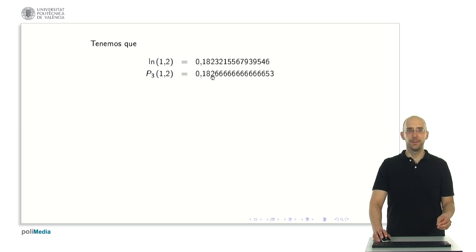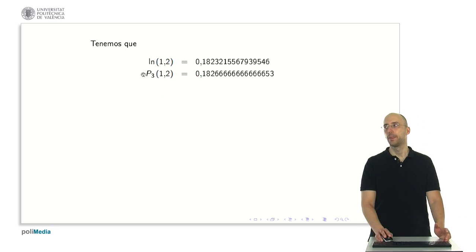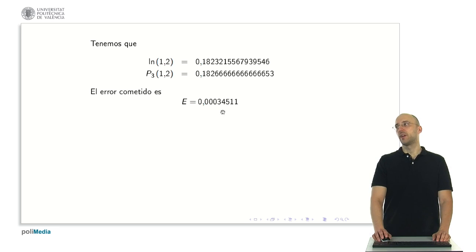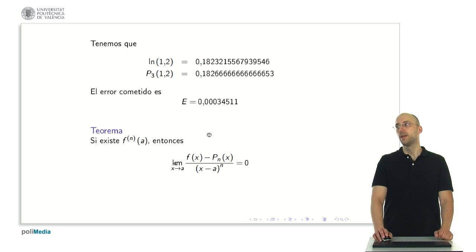But actually, calculating a polynomial of degree 3 in 1.2 may be more or less difficult to calculate, but it can be calculated. On the other hand, calculating the logarithm of 1.2 is going to be much more complicated. A polynomial of degree 3, with a little patience, can be obtained quite easily. The error made, as you can see, is only 0.0003. It's a very small error in absolute value.